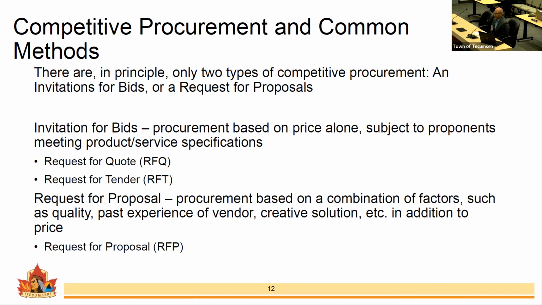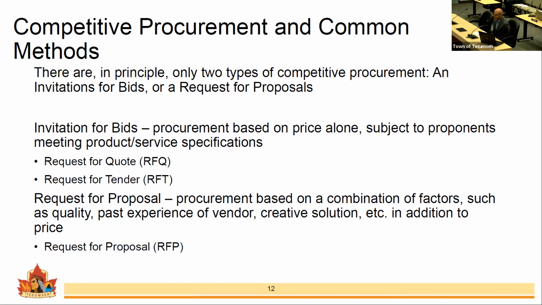So by now, of course, you've heard reference to fair, open, transparent several times in this presentation, and that will encourage competition. Competition is sought by all buying entities, and it is fundamental to achieving best value. The town's bylaw and policy require that any procurement greater than $50,000 follow an open competitive process. There are two types of competitive procurement: an invitation for bids or a request for proposal.